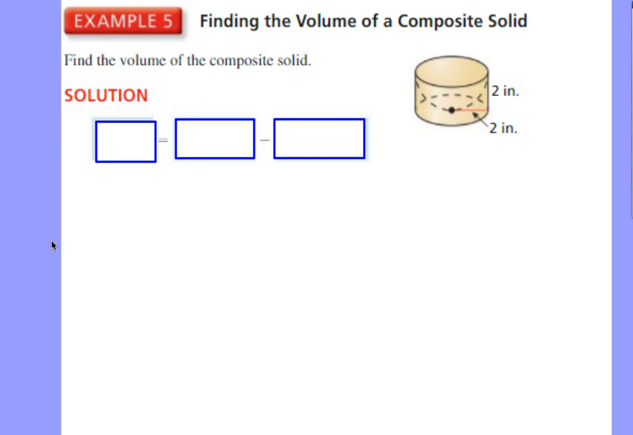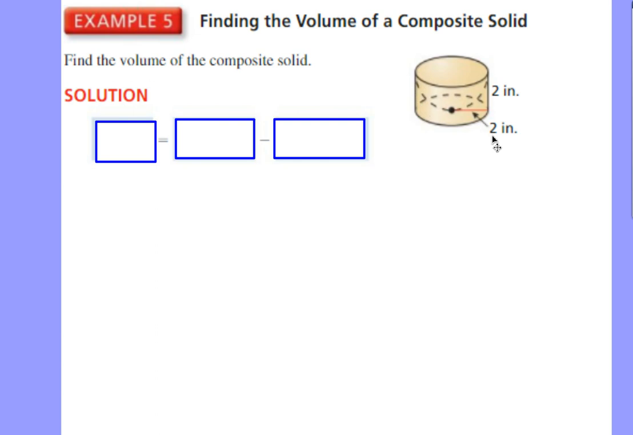All right, ladies and gentlemen, this is our final video of chapter 11 and our surface area and volume complete unit. And we are going to use what we know about the volume of spheres to find the volume of a composite solid. So let's think about this for a sec.